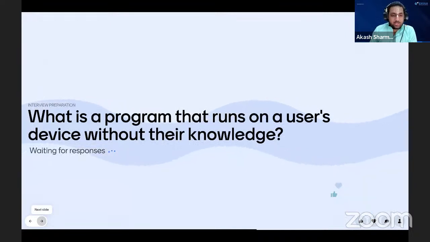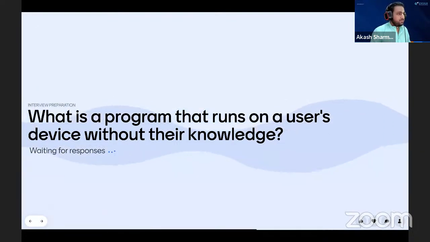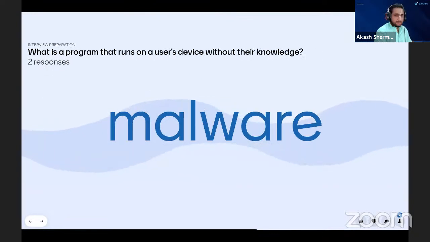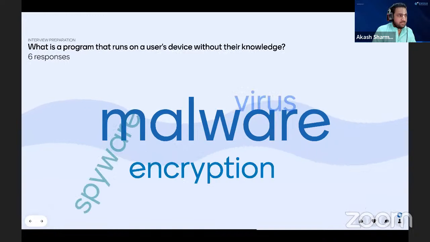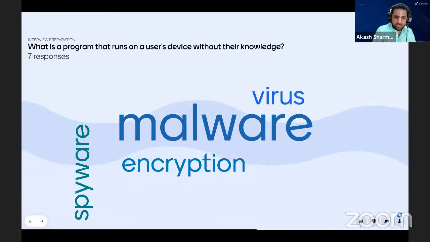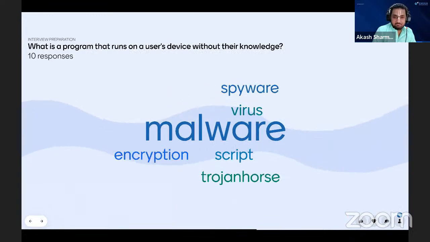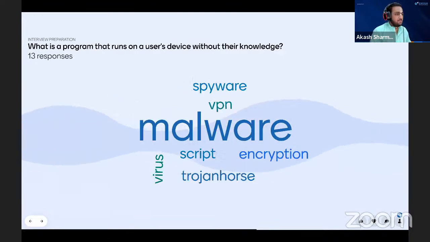The next question is, what is a program that runs on a user's device without their knowledge? If I run something on your computers, what would you call that? Could be anything, right? Some of you said malware. Some of you said encryption, spyware, virus, script. Okay, okay. Trojan horse, nice name.